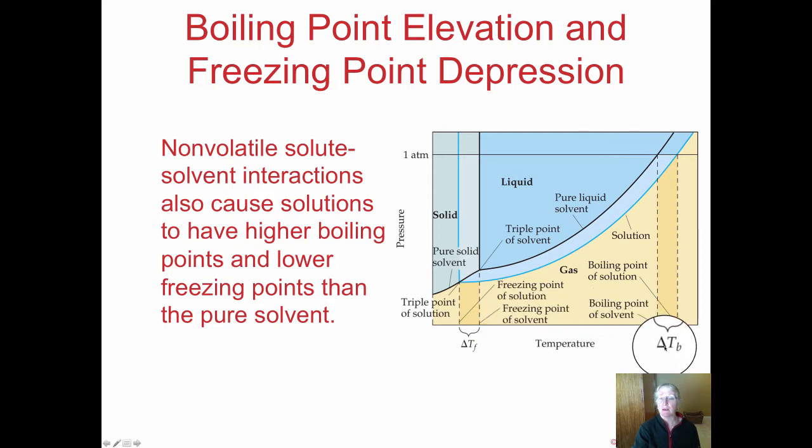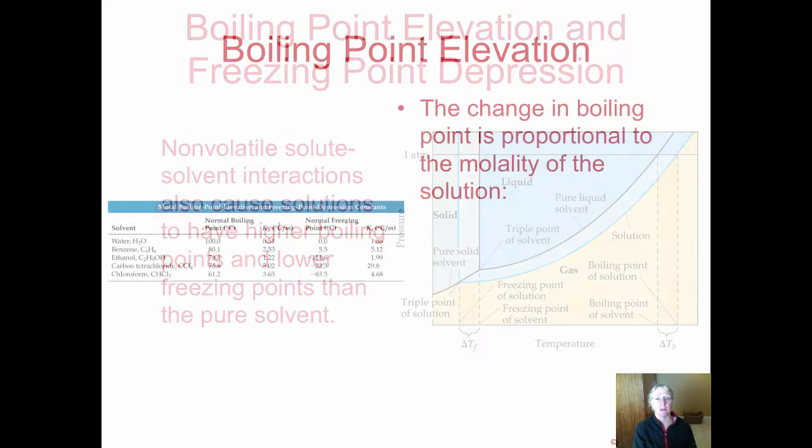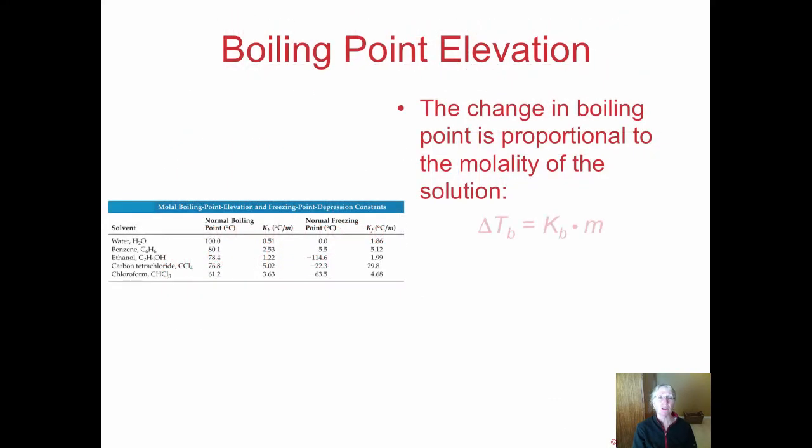The delta T with the little b stands for boiling point elevation. This is the boiling point of the solution. This is the boiling point of pure solvent. So freezing point depression and boiling point elevation will occur when you take a pure solvent and turn it into a solution. Now, how much it changes is a function of the concentration.